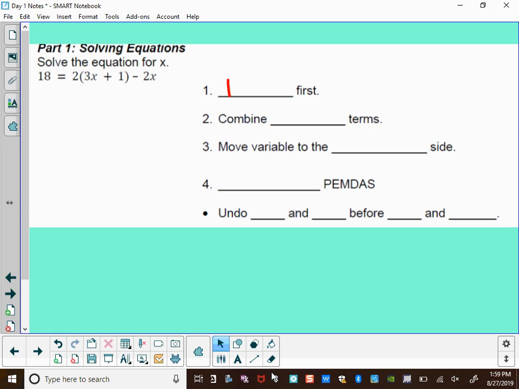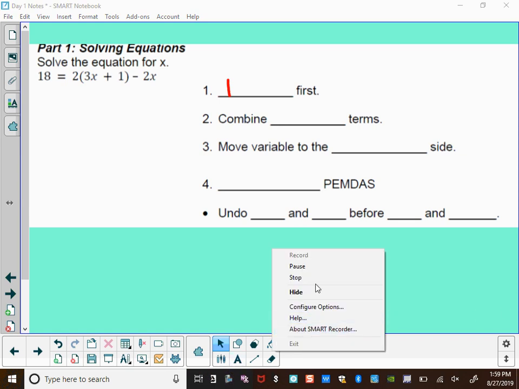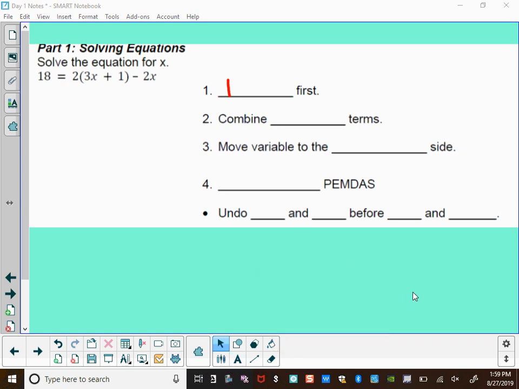Can't make this up. Alright, I was trying. So first we are going to distribute.